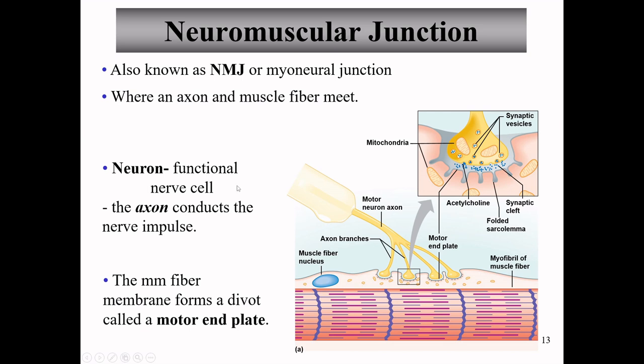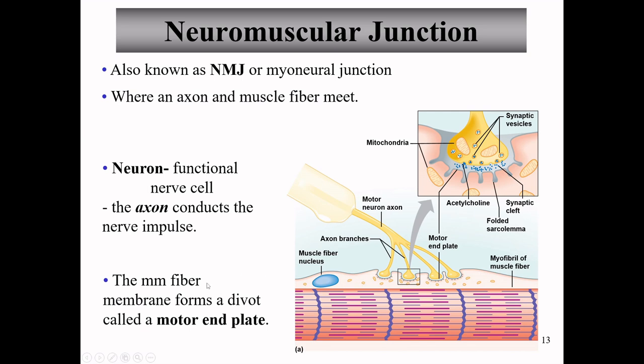So the neuron is the functional cell of the nervous system. The axon is a piece of the neuron that conducts the impulse. So a neuron has a long tail on it, and that tail is the axon. So it gathers up the information and it sends that information down the axon to the next neuron, or in this case, the muscle cell, wherever our end goal is. That's how the axon works.